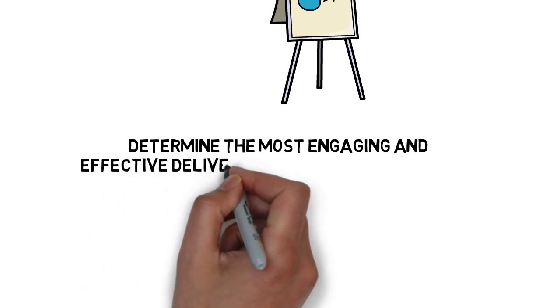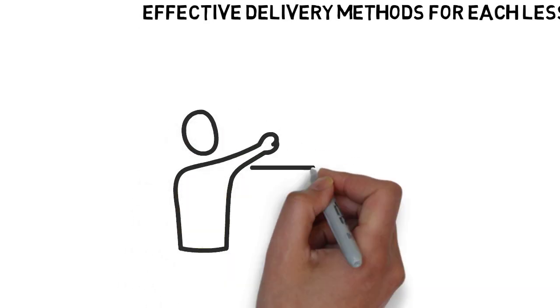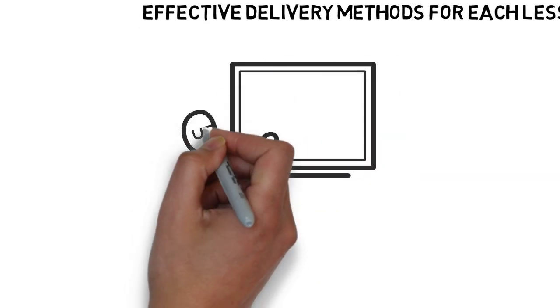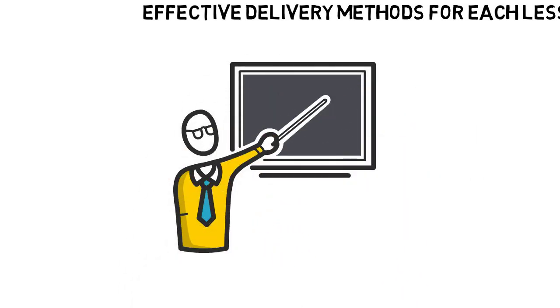Determine the most engaging and effective delivery methods for each lesson. Now it's time to decide how best to deliver your content. You need to be aware of the different principles of adult learning, learning preferences, and all the different ways you can deliver your training to really make sure that your training is as engaging as possible.